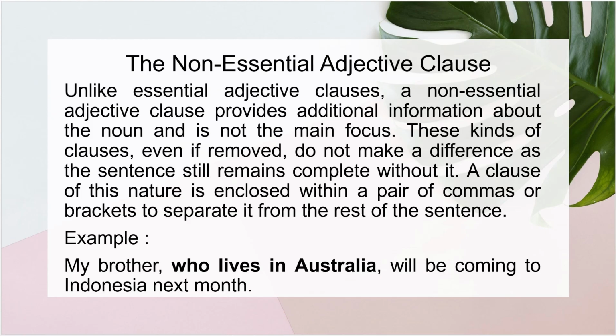The second one, the non-essential adjective clause. Unlike essential adjective clauses, a non-essential adjective clause provides additional information about the noun and it's not the main focus. This kind of clause, even if removed, does not make a difference, as the sentence still remains complete without it. A clause of this nature is enclosed within a pair of commas or brackets to separate it from the rest of the sentence. For example, my brother, who lives in Australia, will be coming to Indonesia next month.